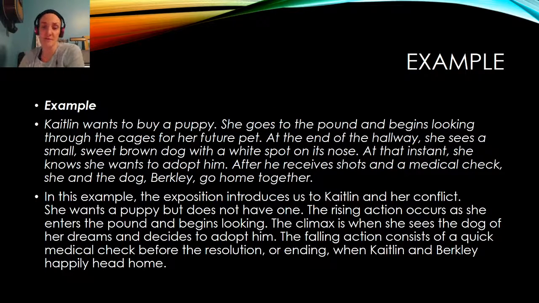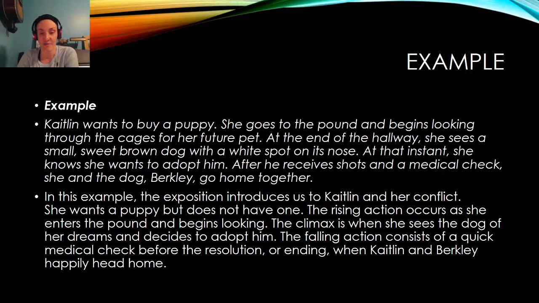So here's an example with just a really short story. The short story is Caitlin wants to buy a puppy. She goes to the pound and begins looking through the cages for her future pet. At the end of a hallway, she sees a small, sweet brown dog with a white spot on its nose. At that instant, she knows she wants to adopt him. After he receives shots and a medical check, she and the dog, Berkeley, go home together.